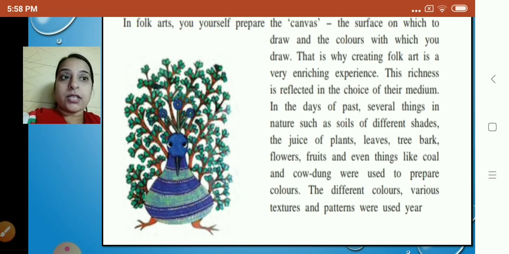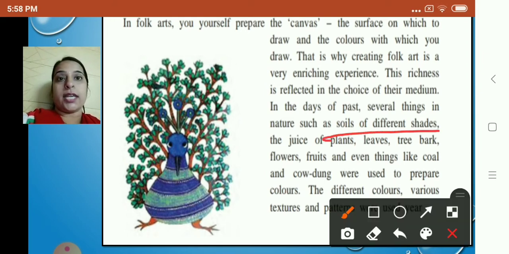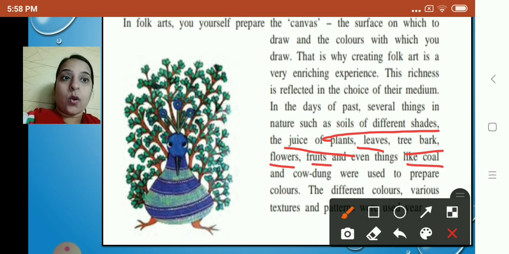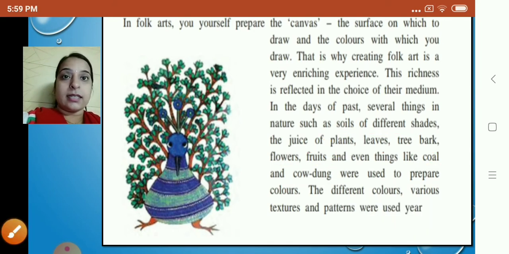In the days of the past, children, several things in nature, such as soils of different shades, juice of plants, leaves, tree bark, flowers, fruits, and even things like coal and cow dung were used to prepare colors. So, for preparing colors, what things were used? In the past, all the natural things available in nature, that is soil, juice of plants, leaves, tree bark, flowers, fruits, coal, and even cow dung, were used to prepare colors.